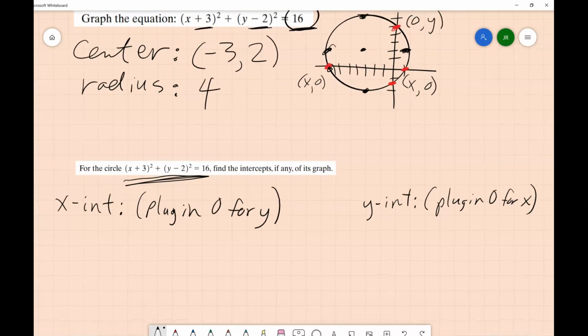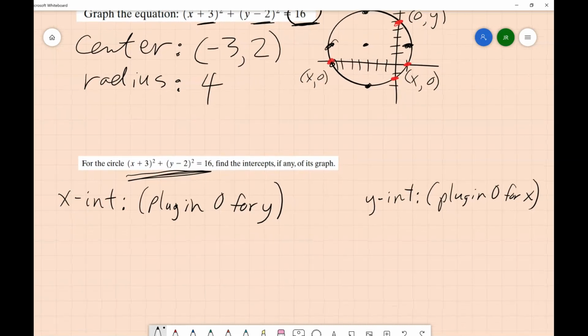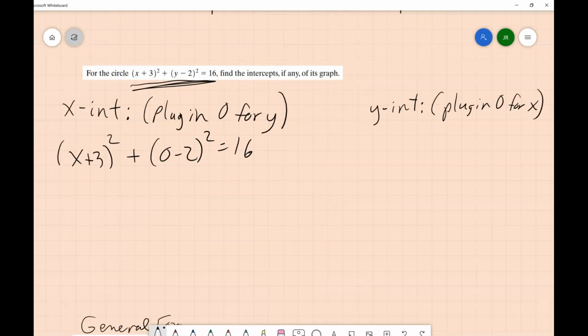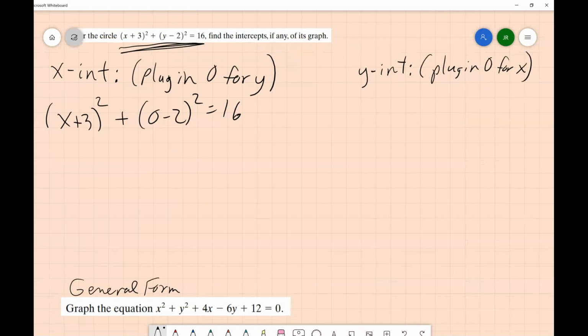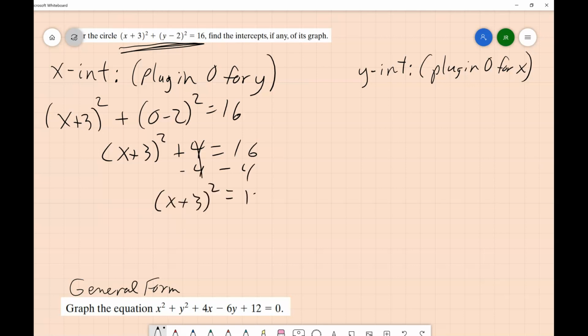So, if I plug in 0 for y, that gives me x plus 3 squared plus 0 minus 2 squared equals 16. And now it's just a matter of doing the algebra to get x by itself. So that gives me x plus 3 squared plus, what is 0 minus 2? It's negative 2. What's negative 2 squared? It's 4. Then subtract 4. I'm doing the square root method. x plus 3 squared equals 12.